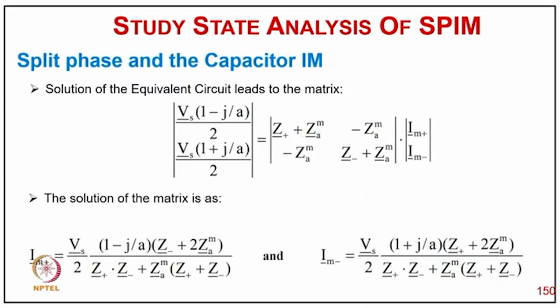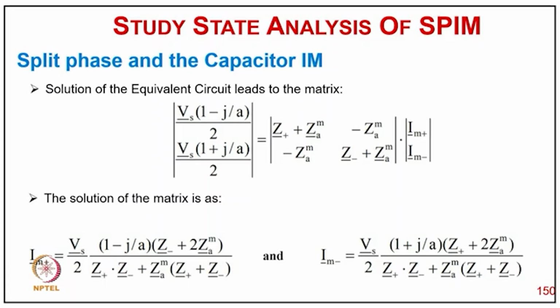And you can find out from equivalence that it leads to V upon minus jX j by a by 2, and Vs into 1 plus j by a 2, as a matrix form: Z plus Zm, minus Zm, minus Zm, and Z minus plus Zm as a multiplication.